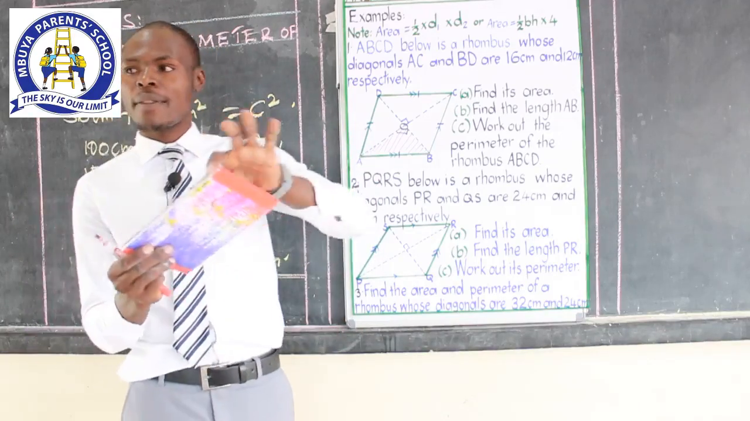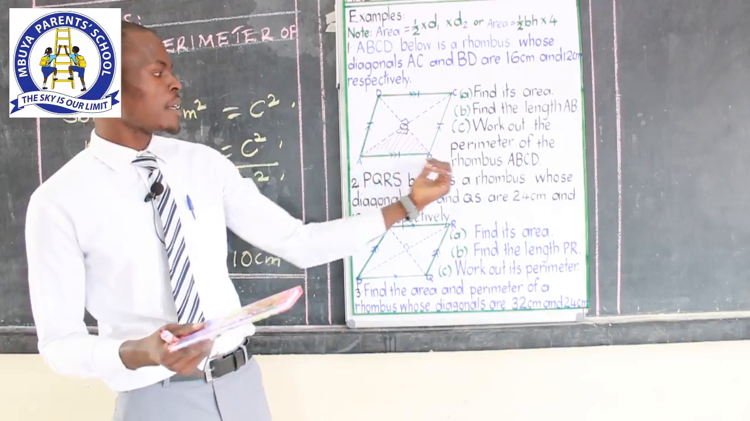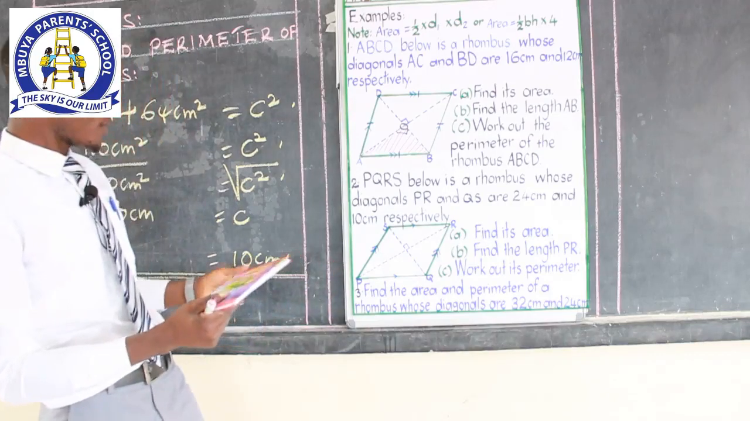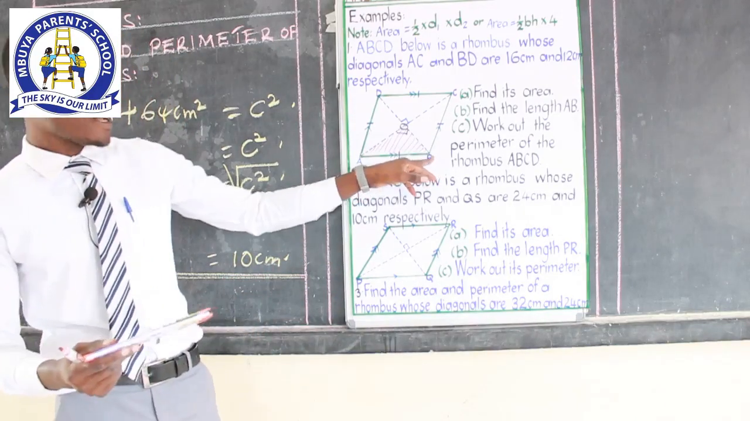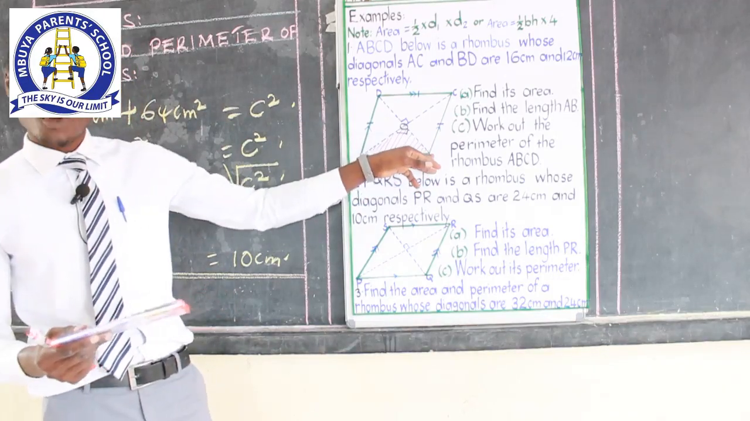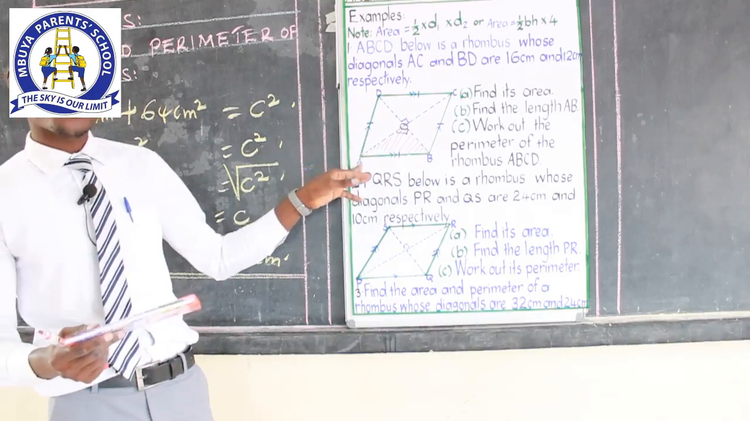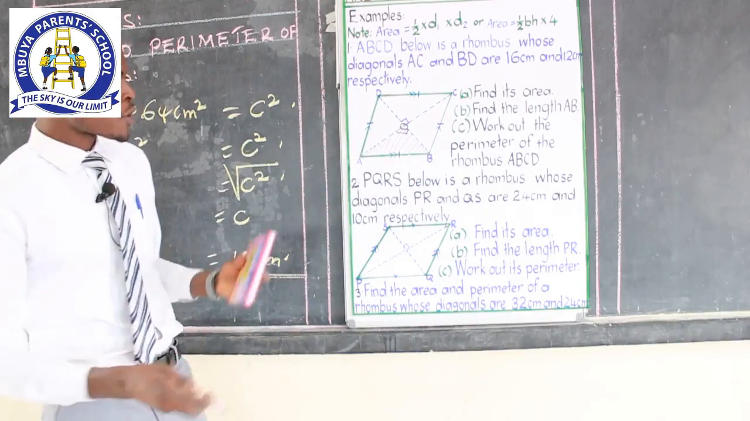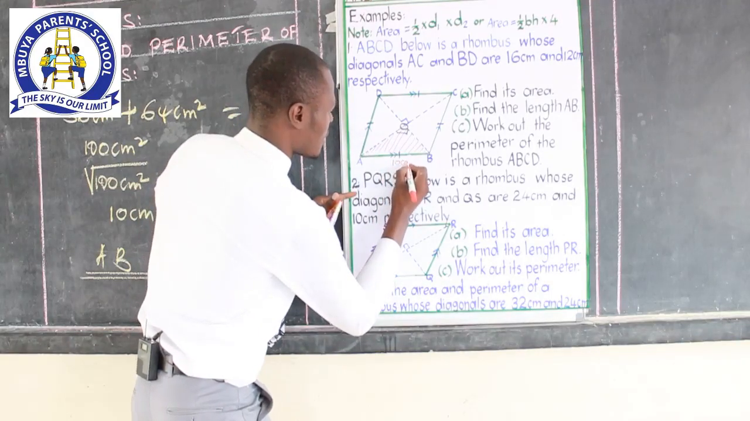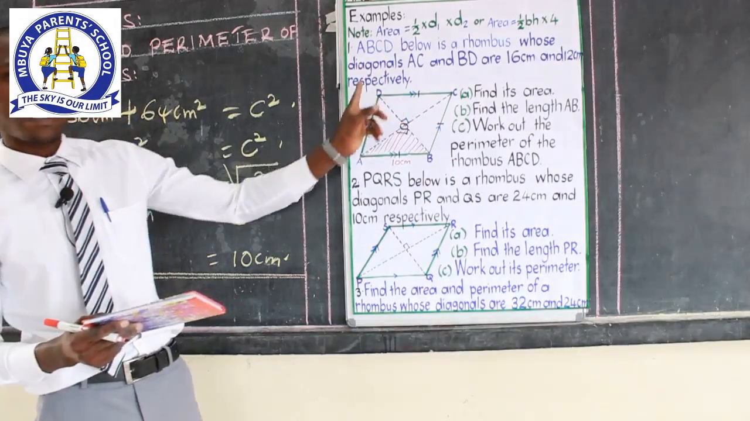I want us to use this idea to find the perimeter, or the distance around, this polygon, which is actually a rhombus. We know that AB is 10 centimeters. But from the properties of this polygon, we know that all the sides are equal. So if this is 10 centimeters, it will automatically mean this is 10, this is 10, and this is 10.